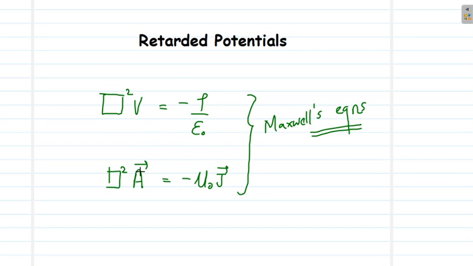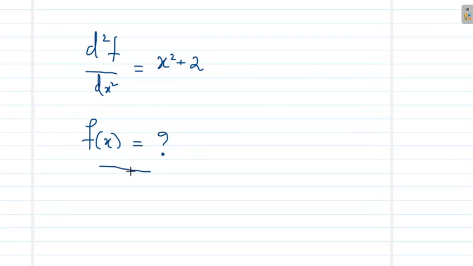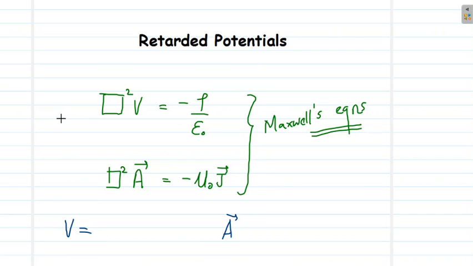Now, what are the solutions of these equations? These are differential equations. Box square involves differentiation with respect to space as well as time. So these equations have a solution, and the solutions must tell us about the potentials. If we have a differential equation, say d square f by dx square equal to x square plus 2, its solution means finding f of x. Similarly, the solutions of the inhomogeneous wave equations will give us the scalar potential as well as the vector potential.